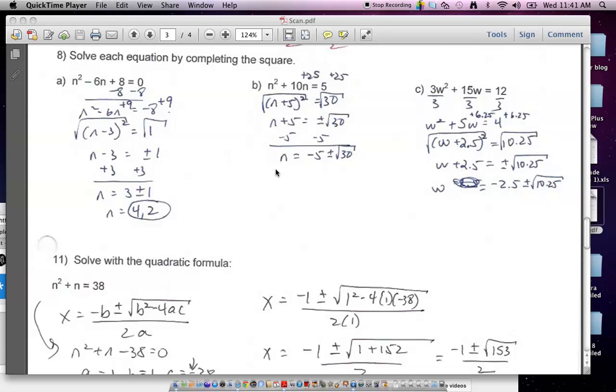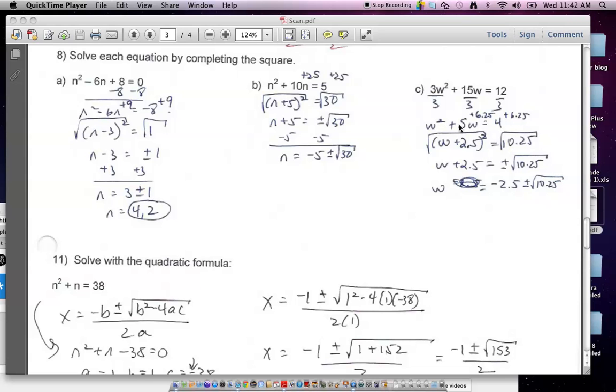Yes? How did you do C? Oh, well, the first thing, to complete the square with a 3 in front of the W squared is ugly. So the first thing I did was I divided everything by 3, and I'm allowed to do that because it's an equation. I can divide everything by the same thing. So that gave me W squared plus 5W equals 4.